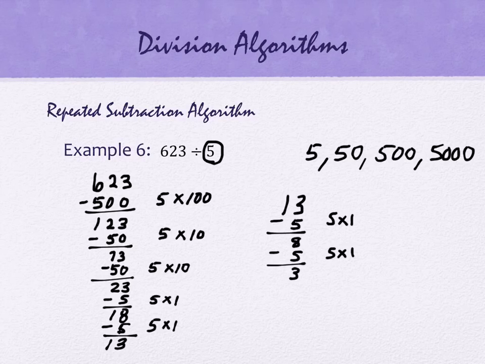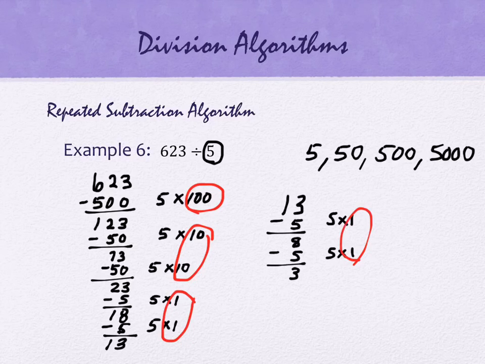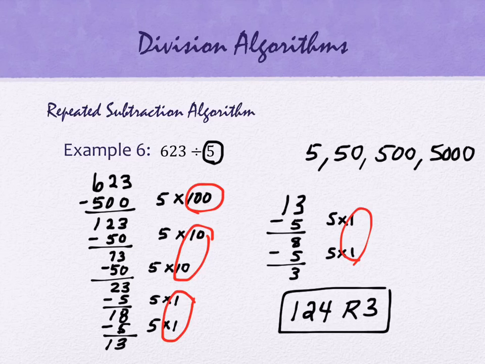Okay, so we're done when we get a number smaller than the numbers we're able to subtract. You can't subtract 5 from 3. That gives us a negative. We're not there yet. Chapter 5, we'll get there. So what's our answer? Well, the answer is how many we subtracted. We subtracted 100, 20, 1, 2, 3, 4. 124, and we had a remainder of 3. Does everybody see where the 124 came from?